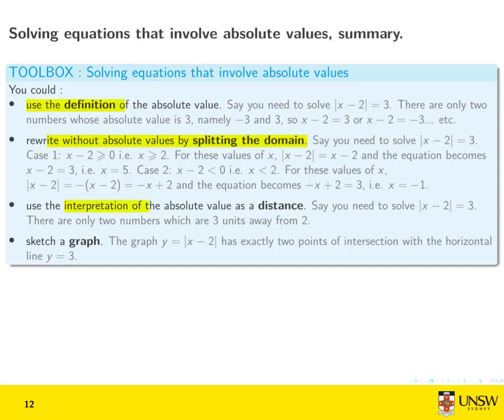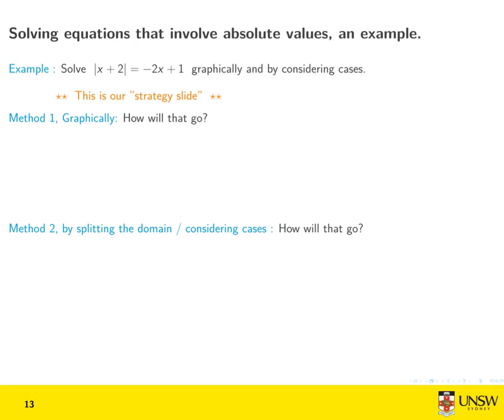You could also use the interpretation of the absolute value as a distance. So if you see something which looks like the absolute value of x minus 2, you know that this is the distance between x and 2. And finally, you could sketch a graph. We will do an example of this later on. So it's a good idea to keep all those possibilities in mind.